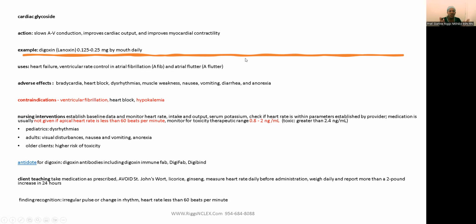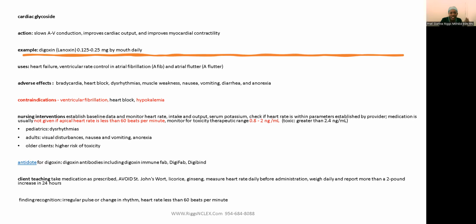Your cardiac glycosides are going to slow atrioventricular conduction to improve the cardiac output, make the heart work better, improve how the heart contracts without overworking it. Great for heart failure, ventricular rate, AFib, A-flutter. Be ready for bradycardia, heart blocks, dysrhythmias, muscle weakness, nausea, vomiting, anorexia, especially if they're toxic on it.